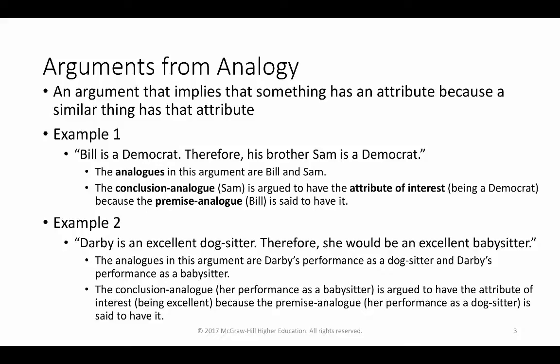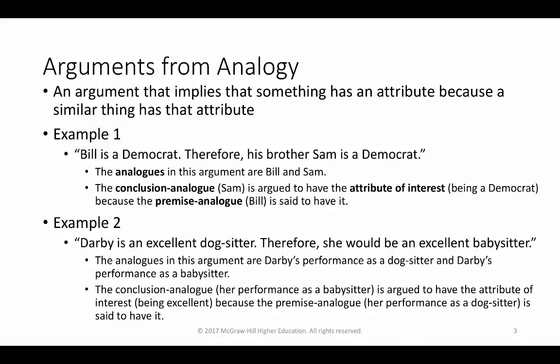Let's look at a couple of examples that, while they're not very strong inductive arguments, help to see how analogical reasoning works. The first example: Bill is a Democrat, therefore his brother Sam is a Democrat. What you're saying here is that Bill and Sam have something in common, they're brothers, and that is evidence they have something else in common, they're both Democrats.